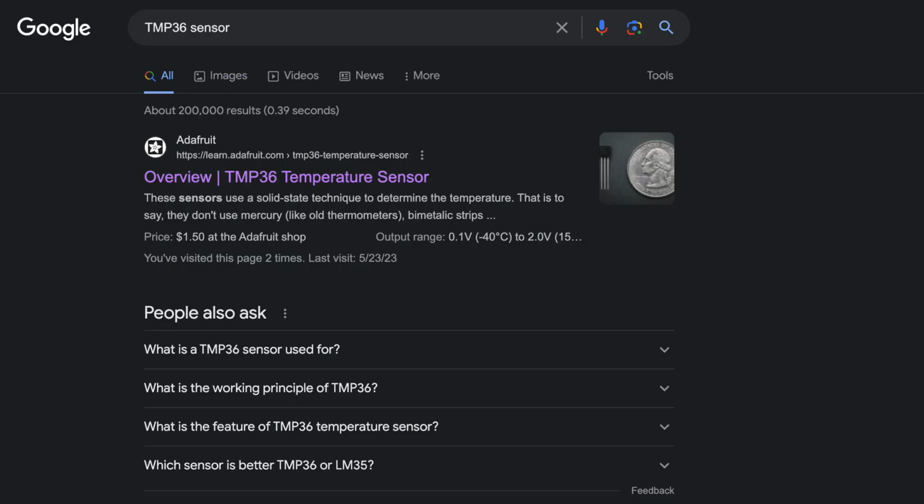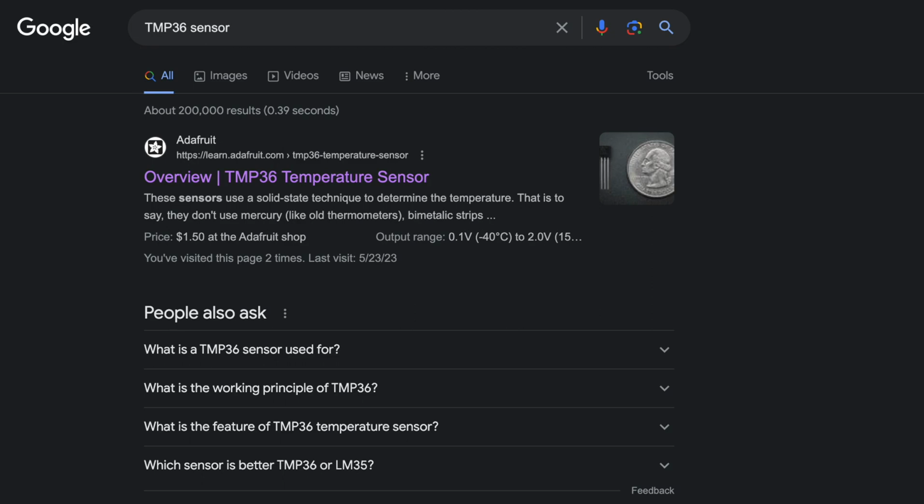This part is how to select a sensor. This is a little bit of a deep dive into how to select sensors according to the requirement of things. When we say temperature sensors, there are different types of temperature sensors. So we were talking about the TMP36 sensor.